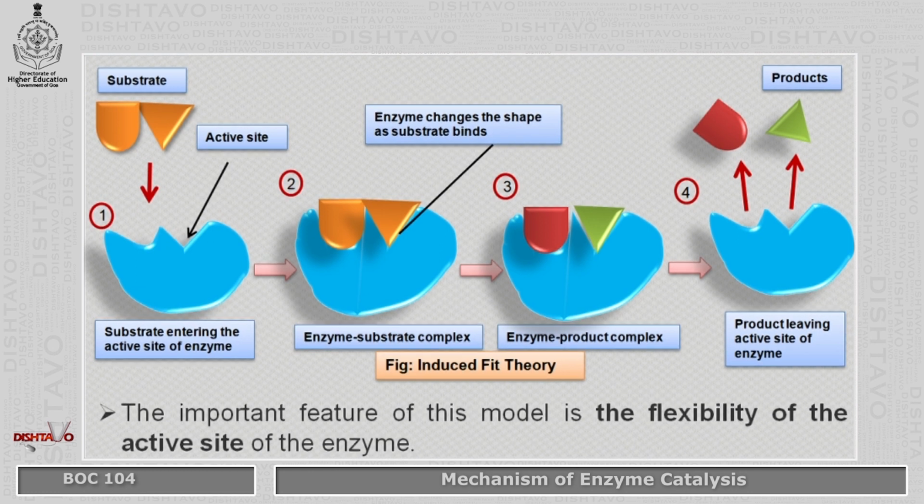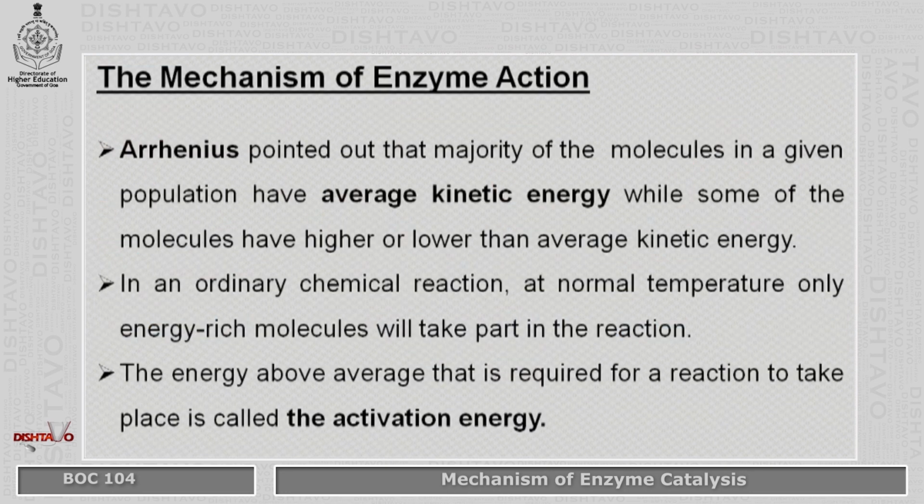The enzyme substrate complex leads to the formation of an enzyme product complex. The enzyme product complex is highly unstable, due to which the products are released from the enzyme. The important feature of this model is the flexibility of the active site of the enzyme. Let us learn the mechanism of enzyme action.